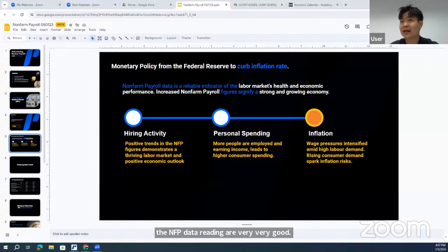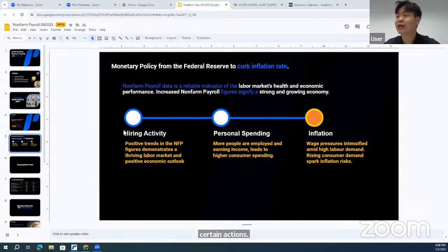Inflation means the price of the goods sold in the United States, everything linked to the price of goods. So when the price of goods increases, inflation will increase. And then the Federal Reserve will likely take certain actions to control inflation by increasing the interest rates. So everything is linked.